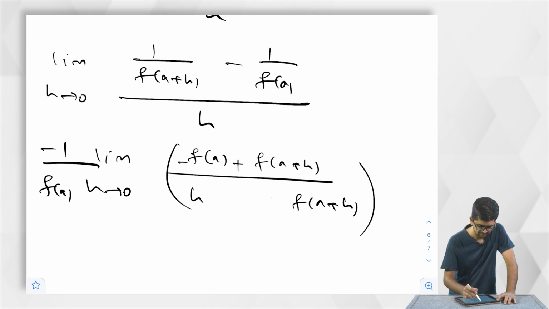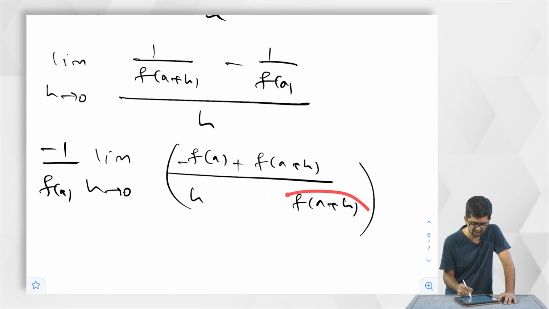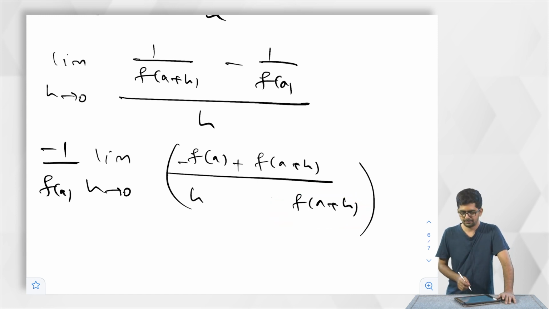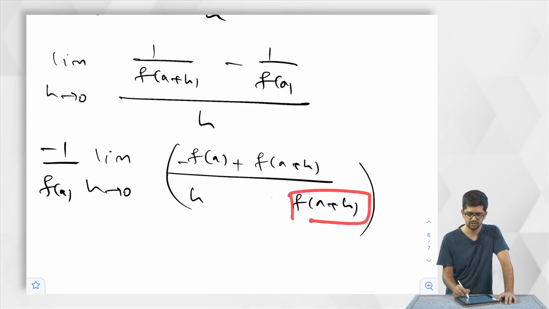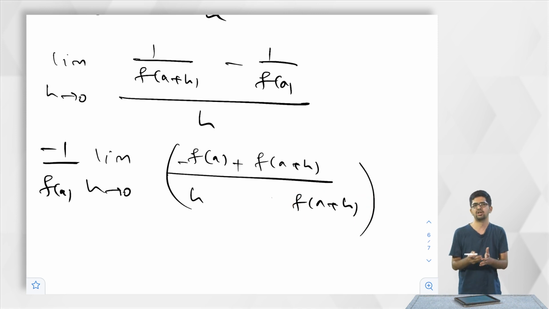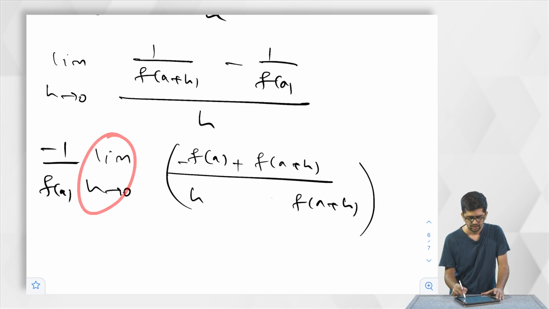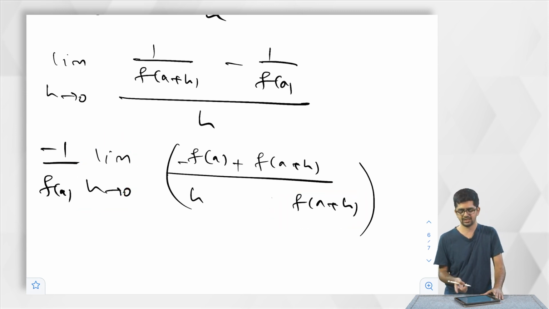Now what else is there? Now I have this extra component, but we know what is the limit as h goes to 0 of f of a plus h. What is it? Simply f of a, because f is continuous at a. So limit h goes to 0, f of a plus h is the same thing as f of a.